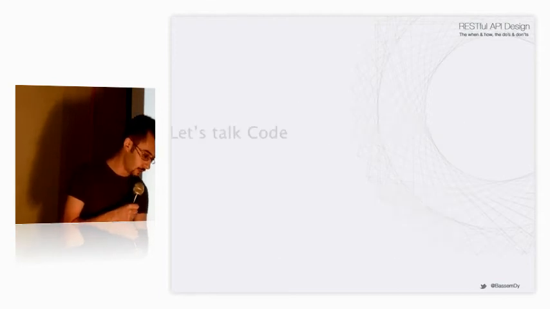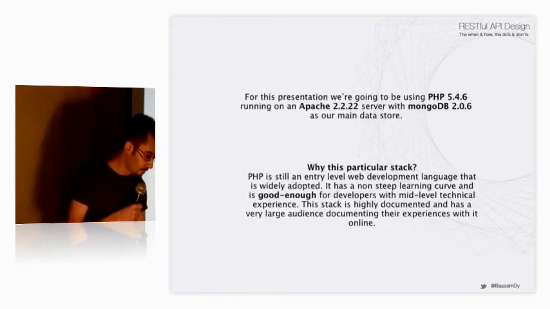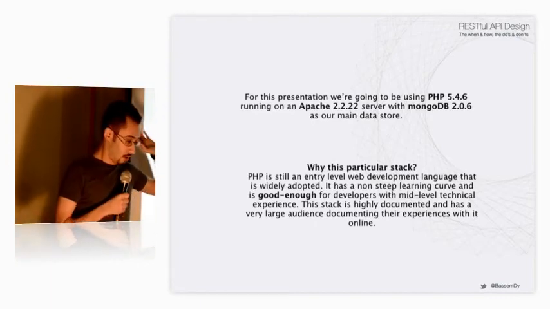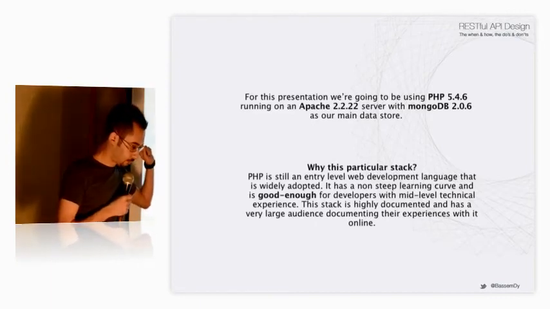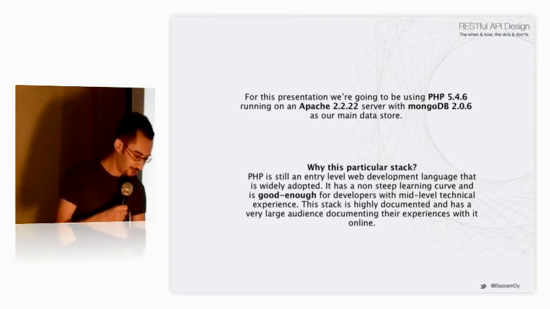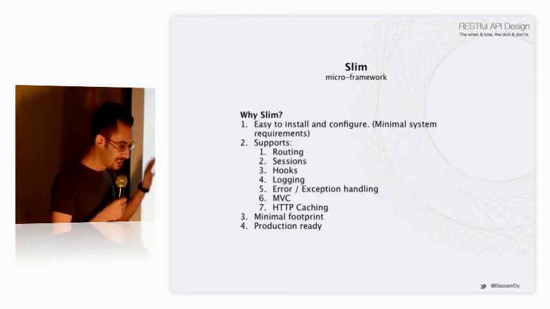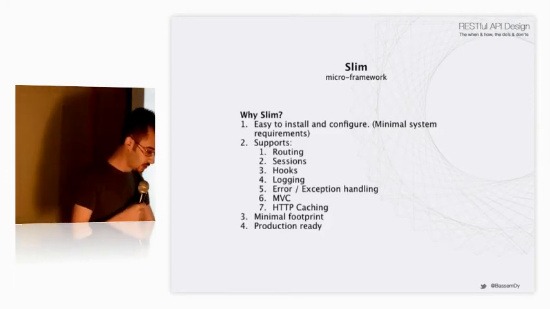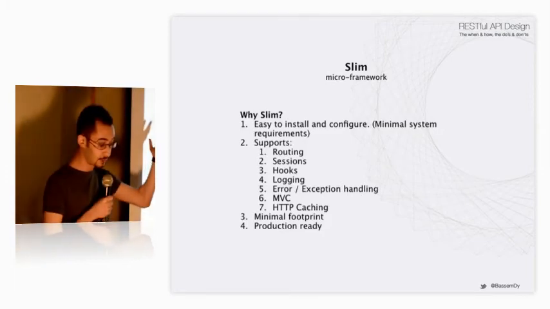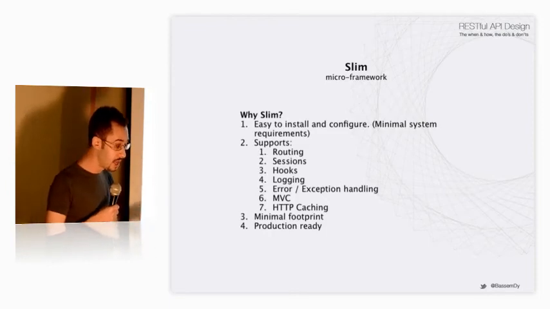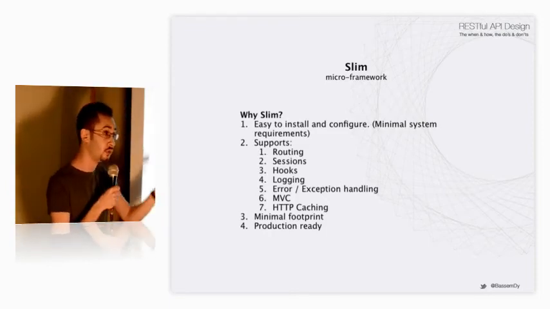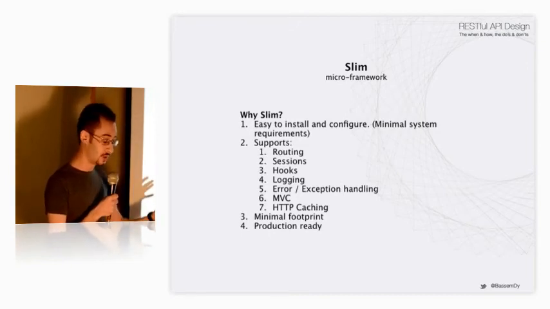Now, let's talk a bit about code. For this presentation, we're using PHP, Apache, MongoDB. We're not going to go into why I'm using PHP now. So basically, I'm using Slim as a micro framework. Why Slim? Because it supports routing, session hooks, logging, exception handling, MVC, and HTTP caching. It has a very minimal footprint, and it's great to work with your API. Now, if you're using another framework, that also works.